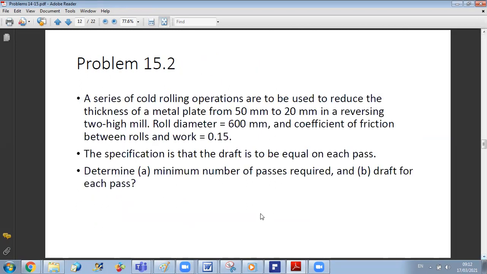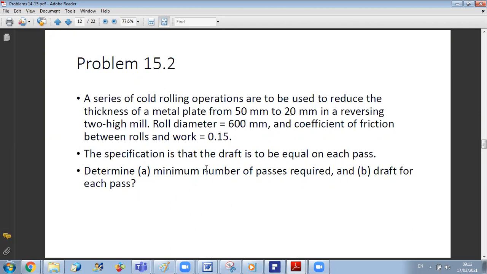Another problem: a series of cold rolling operations are to be used to reduce the thickness of a metal plate from 50 millimeters to 20 millimeters in a reversing two-high mill. The roll diameter is equal to 600 millimeters, and the coefficient of friction between rolls and work is given to be 0.50. The specification is that the draft is to be equal on each pass. So here I might need several passes to accomplish the operation, but I should have equal draft for all passes. The question is, determine the minimum number of passes needed and the draft for each pass.